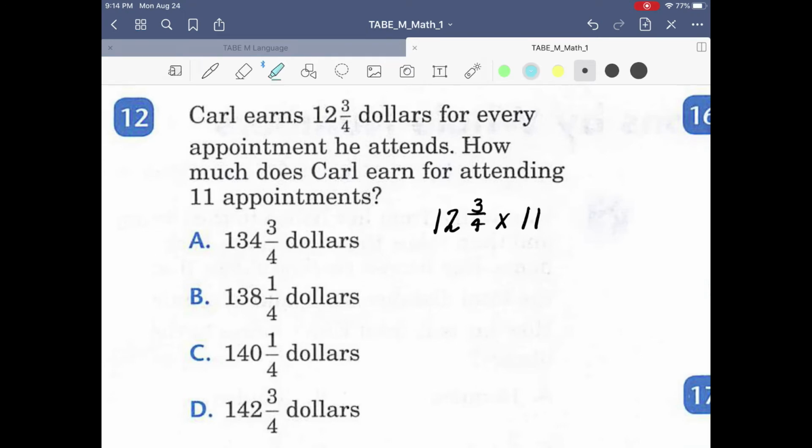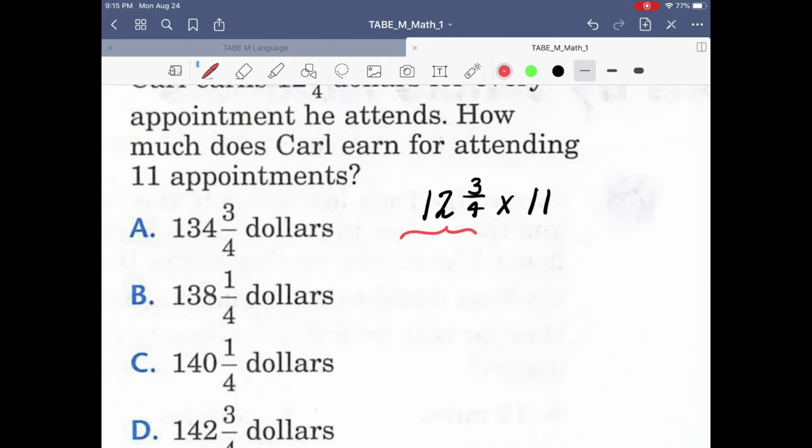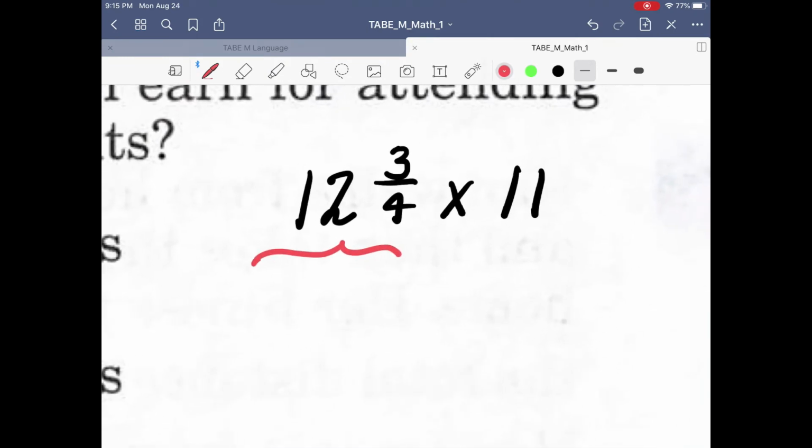And here is the conversion that we need to do. So I have 4 times 12, that's 48, plus 3, 48, 49, that's 51, over 4. And then we're going to multiply that by 11 over 1.